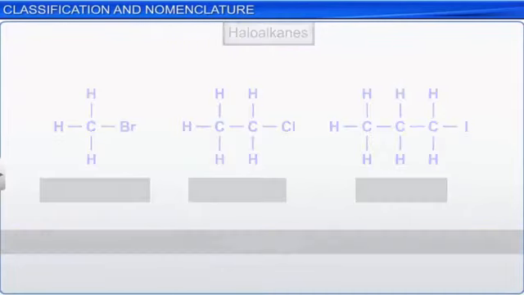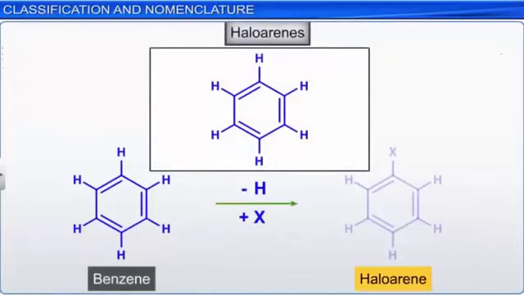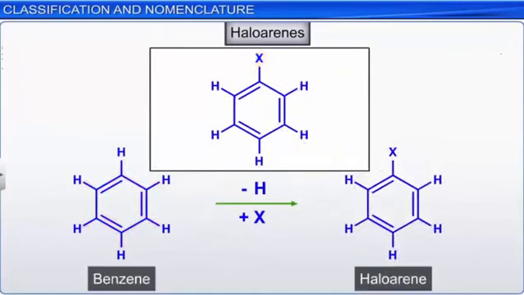Haloarenes are formed when a hydrogen atom in an aromatic compound, such as benzene, is replaced by a halogen atom. These compounds are also called aryl halides.